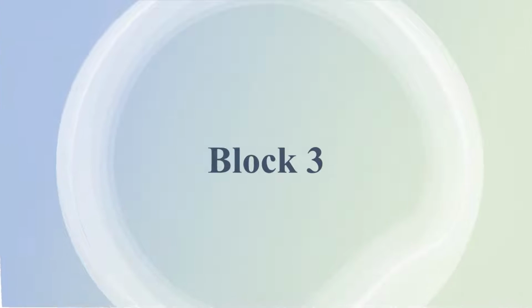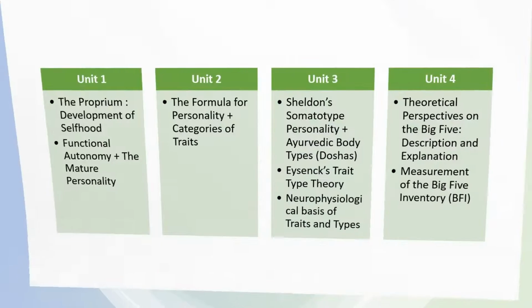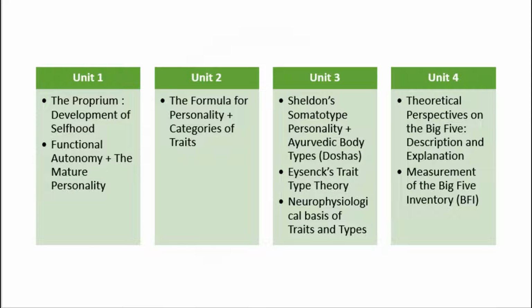Coming to block 3, from the first unit: the proprium, development of selfhood, functional autonomy, and the mature personality. This can come as a 6-mark question. From Unit 2, the formula for personality and categories of traits. The formula for personality can be clubbed together with the answer of Cattell's theory in Unit 2 of Block 1.